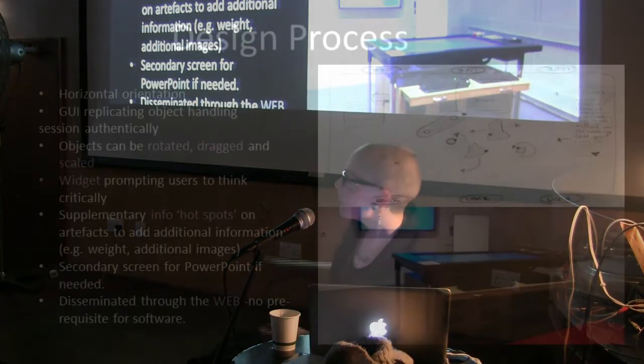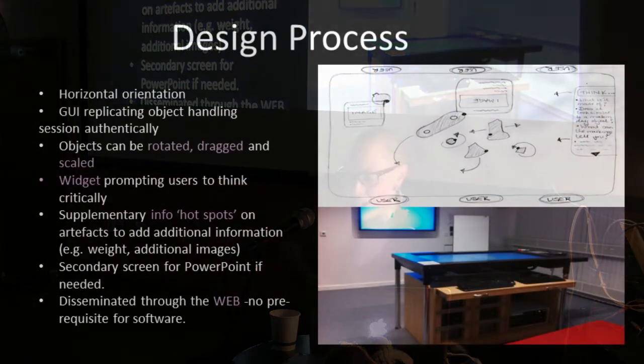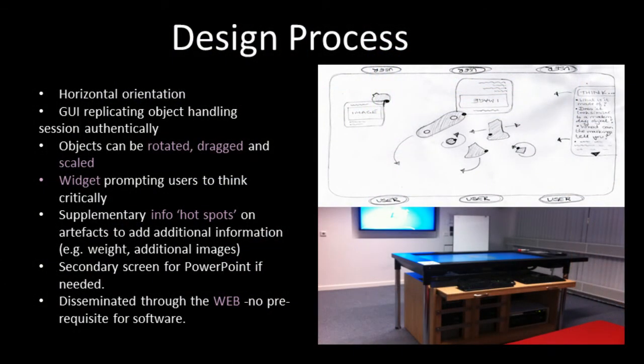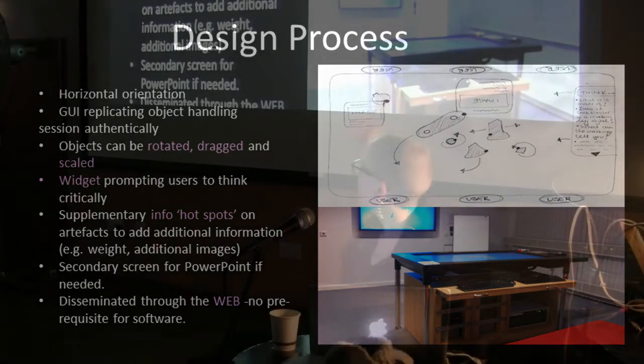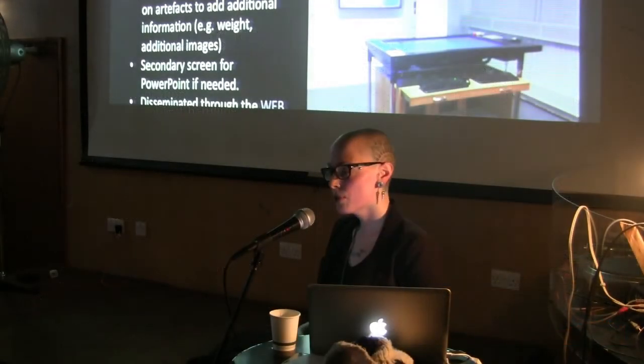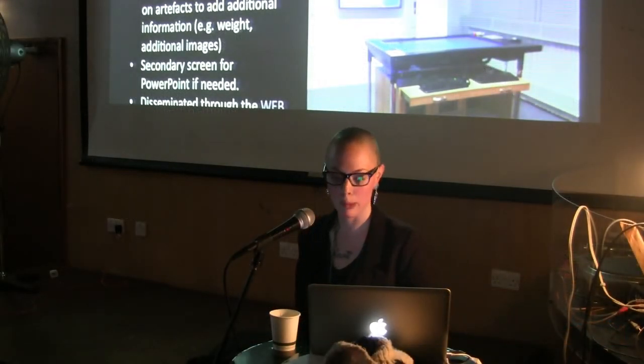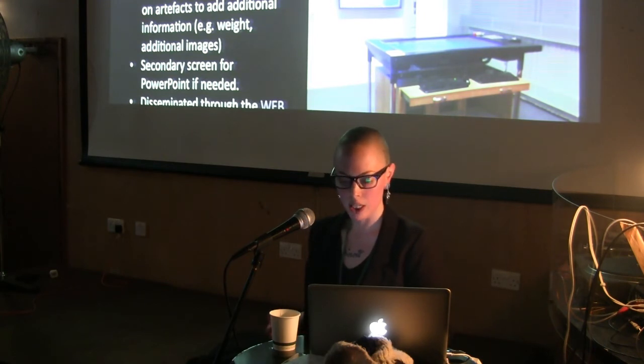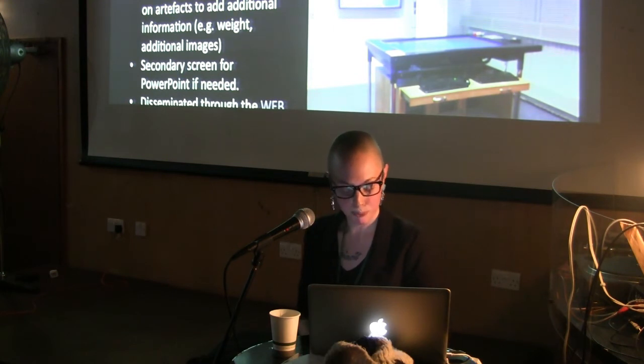So the design process, you have to ignore my very crude sketch. What I envisaged doing was having a horizontal orientation with artefacts scattered about, so you've got users sat all the way around the table, and you're able to rotate, to scale, to move objects around. And on the right hand side there would be a widget with questions to prompt them, so make them think critically, just to help them along a bit. That would supplement the PowerPoint that would go along with the handling session in the original version.